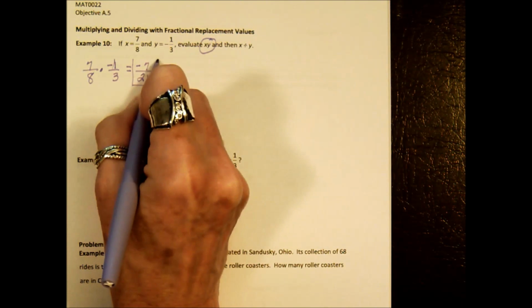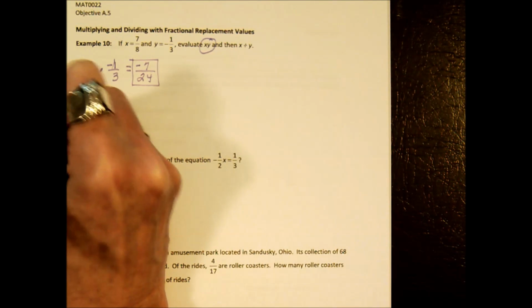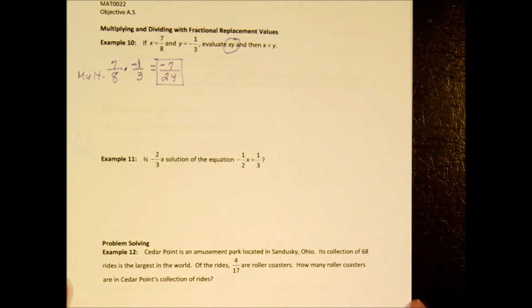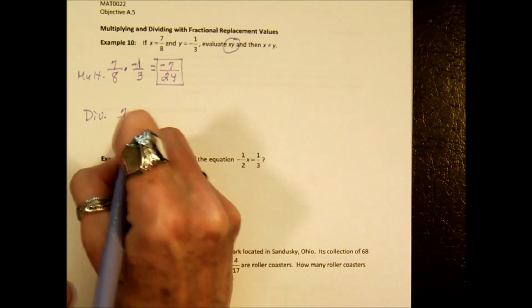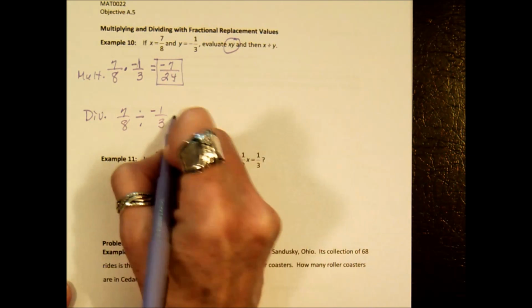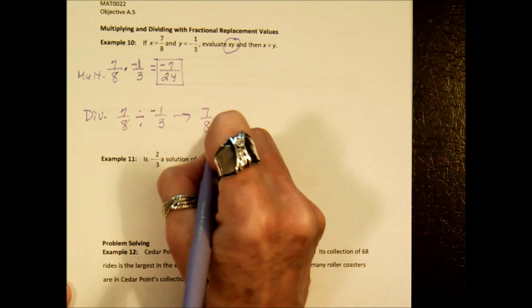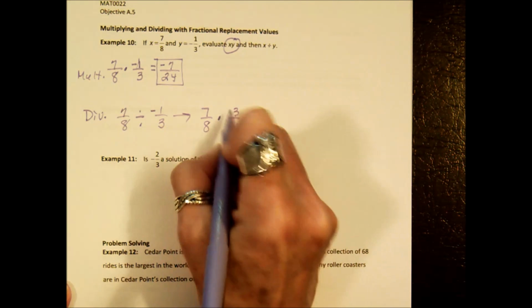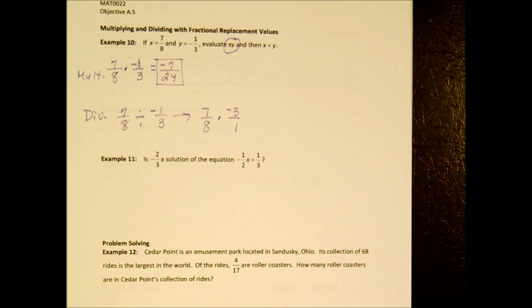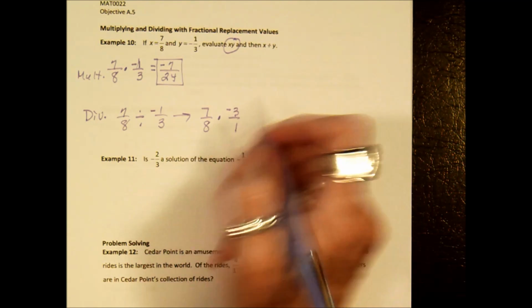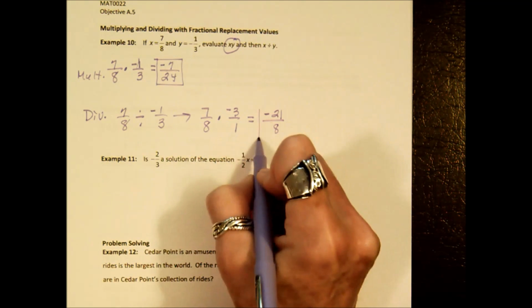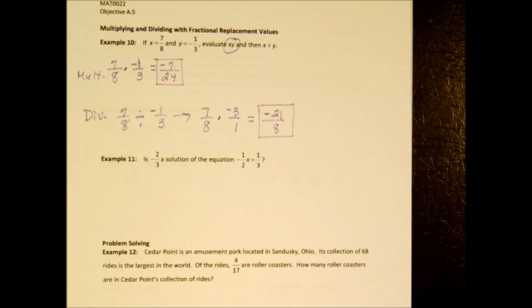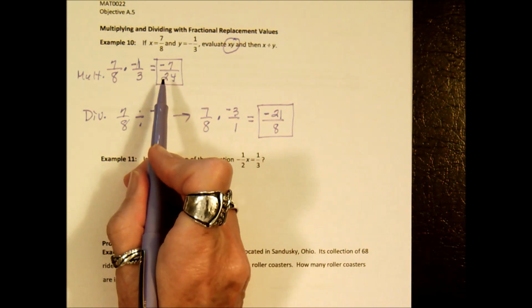So this is the multiplication one. I just wrote multiplication over there. Let's now do division. X divided by y would be 7/8 divided by -1/3. And we know that we keep, change, flip to the reciprocal. I kept my negative sign. We'll cross cancel. -21/8. And I'm going to leave that as an improper fraction. So I got very different answers when I multiplied and when I divided.